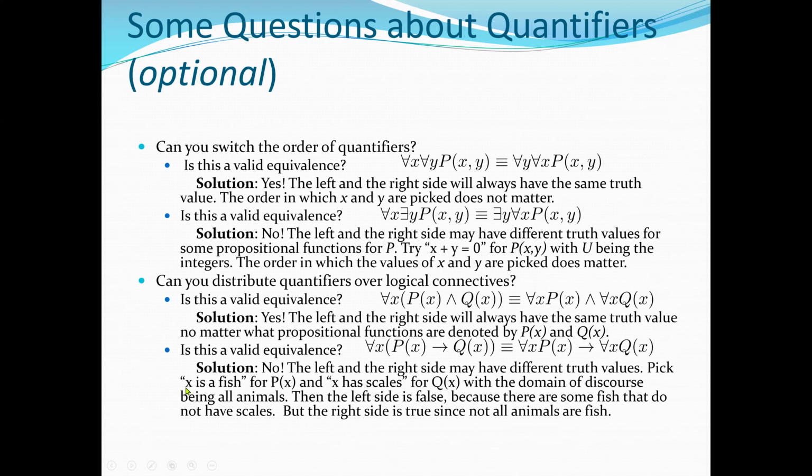So pick x is a fish for P(x) and x has scales for Q(x), with the domain of discourse being all animals. Then the left side is false because there are some fish that do not have scales. But the right side is true since not all animals are fish.